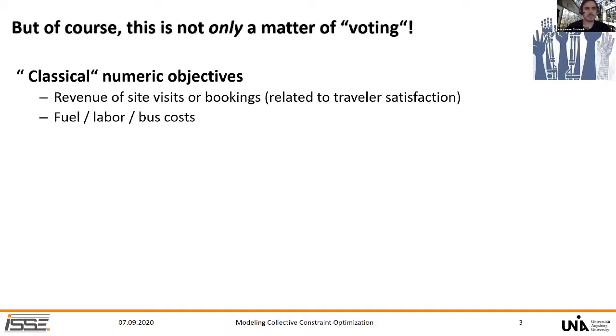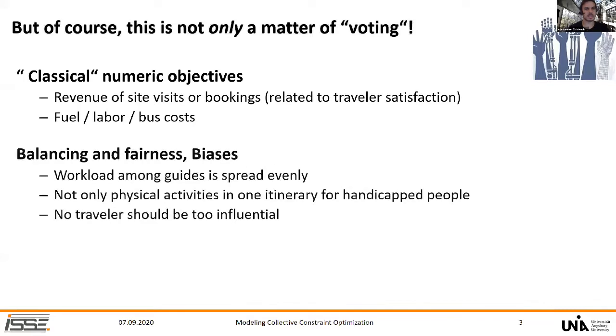Naturally, in such a problem, we'll have classical numeric objectives, such as the revenue we get from visiting all those sites or the bookings that we'll expect in the future, which of course might be related to the traveler satisfaction we can guarantee right now or try to guarantee. This is where the trustworthiness aspect will be coming in. We'll have fuel costs, labor costs, or equipment costs that we still want to minimize in order to be economically profitable.